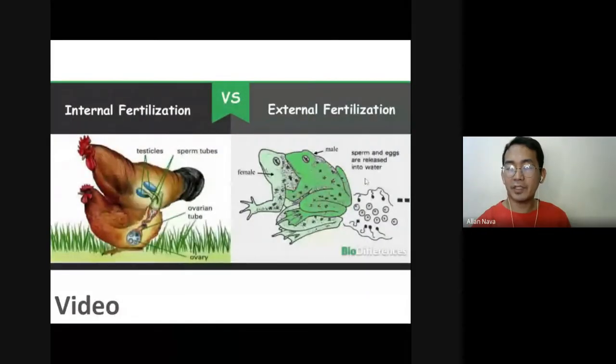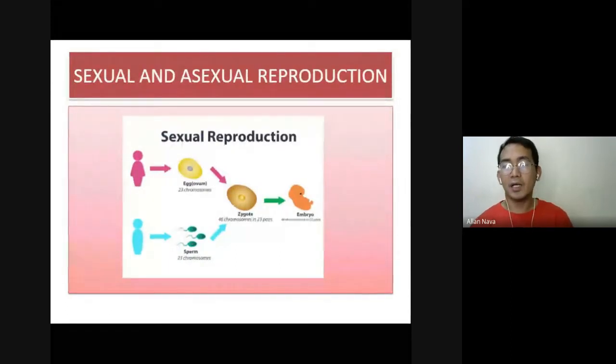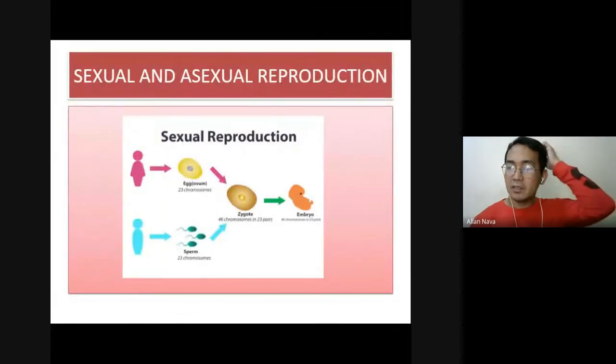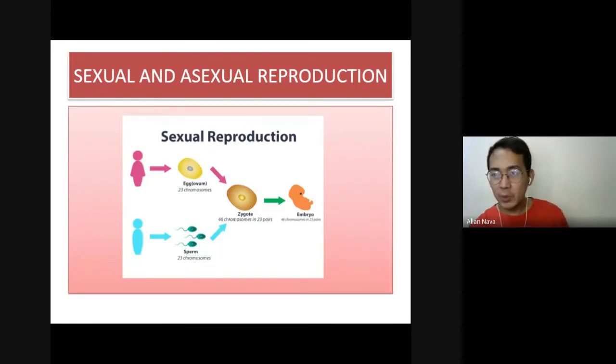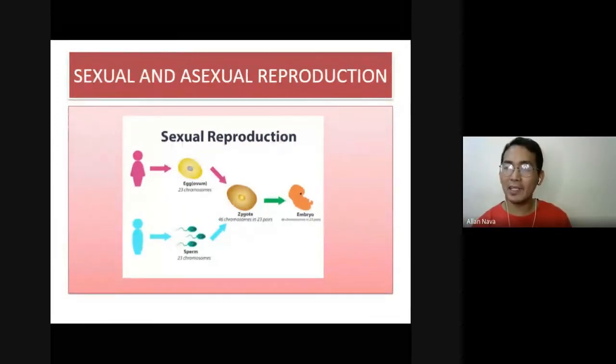Now, let's continue. Since you know already that there is internal and external fertilization, let's proceed to sexual and asexual reproduction. So, how is the offspring produced? Is it sexual or asexual? Now, what are the differences between the two? From the word sexual, any clue? Anyone? When we hear about sexual? Yes, Jaisley? Two parents. Yeah, there are two parents, one male and one female.